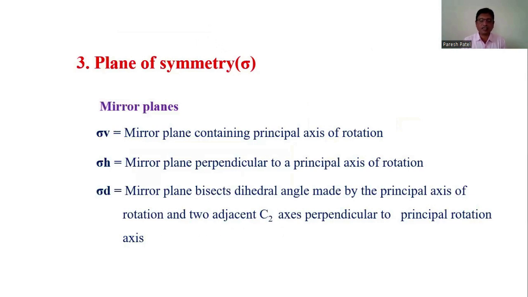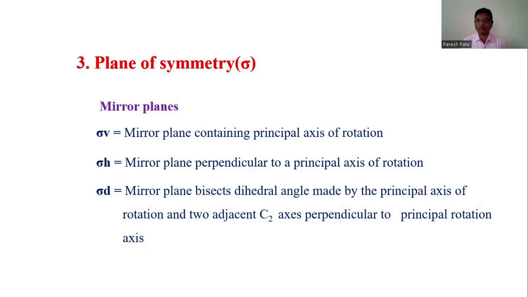Now, the third symmetry element and the related symmetry operations is the plane of symmetry. Plane of symmetry can be designated by sigma. Now, plane of symmetry can be classified into 3 categories. First one is the mirror plane containing the principal axis of rotation. It means a plane is parallel to the main principal axis. So that type of plane of symmetry can be recognized as sigma v.